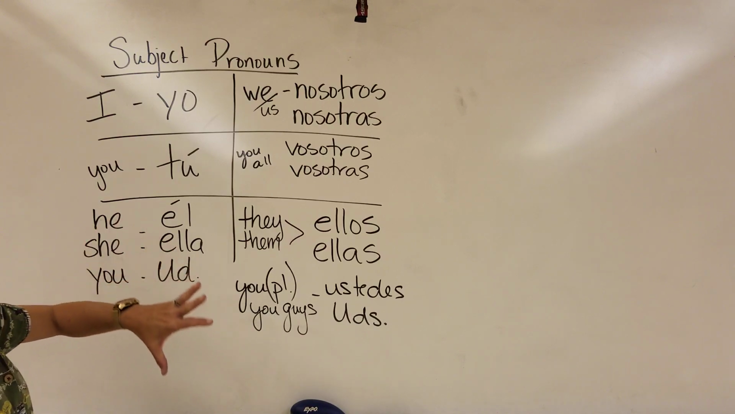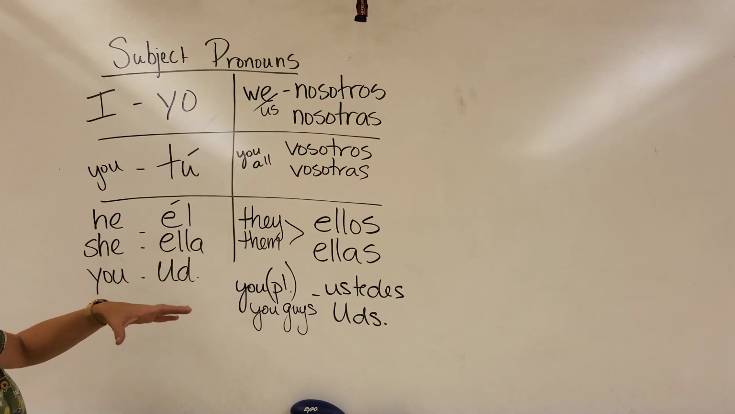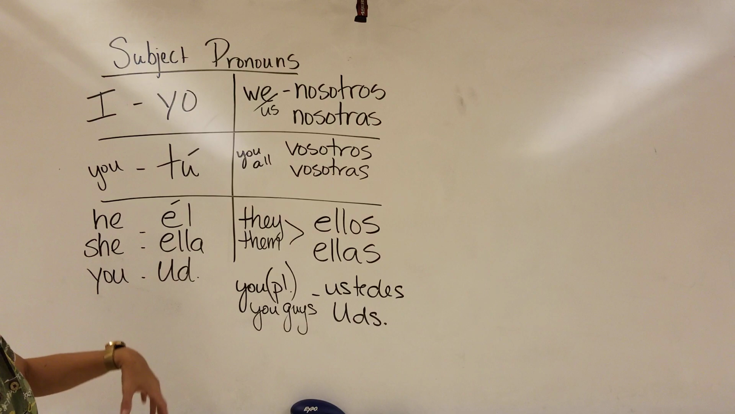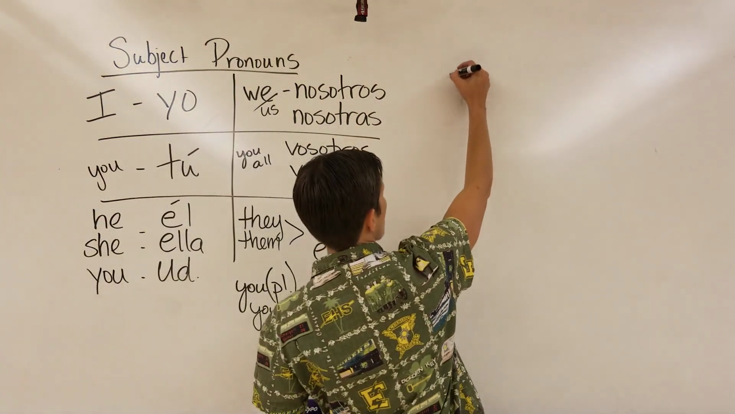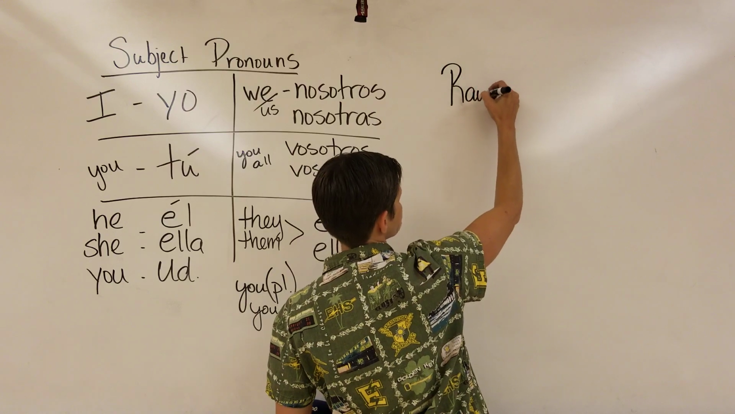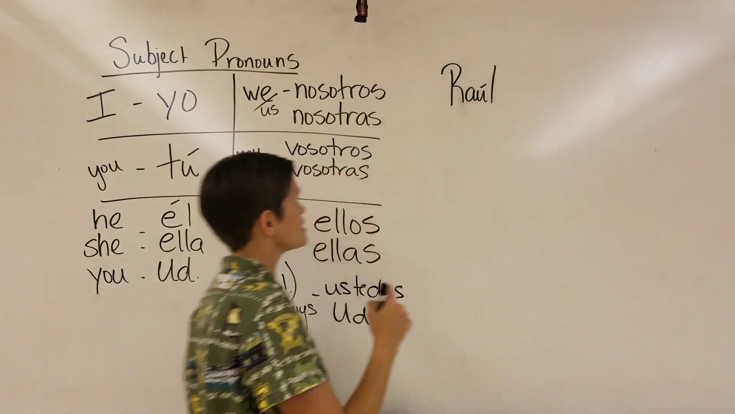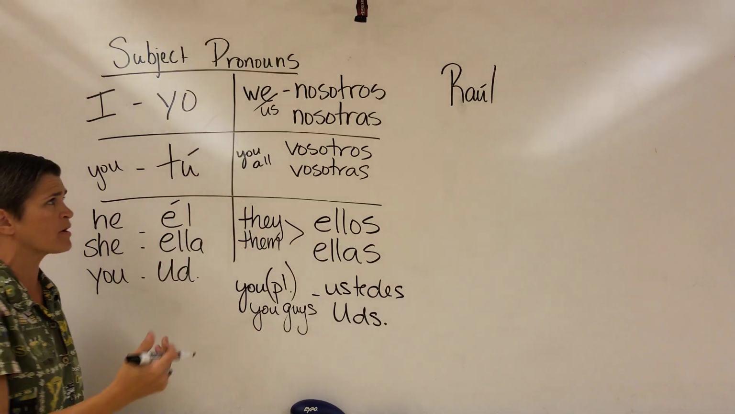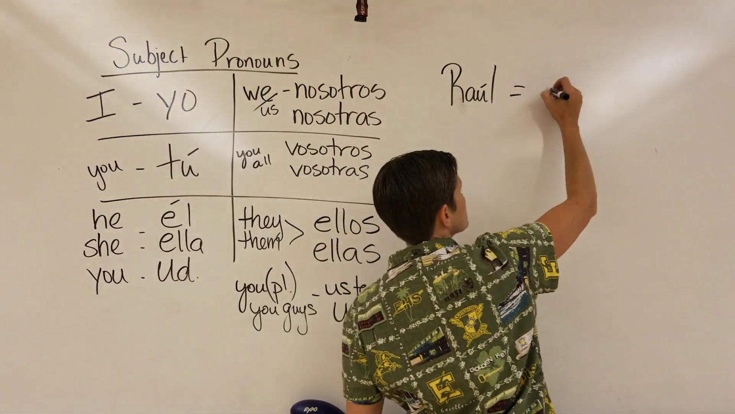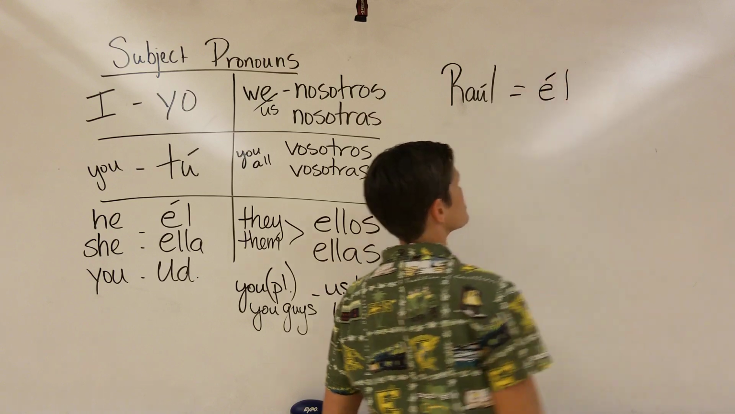Now there's a couple of situations in which we'll have a name instead of this. So let's take a look at what we would do. If we're talking about Raul, what subject pronoun goes with Raul? If we're talking about Raul, we're talking about him. So that's él. Well, that's easy.